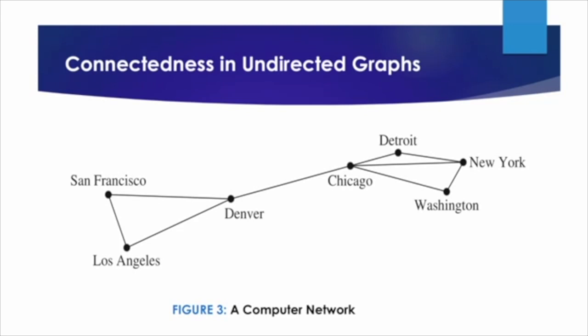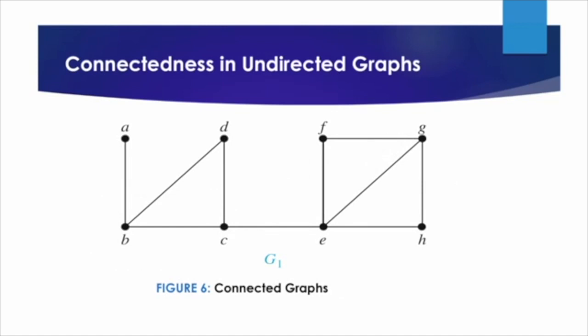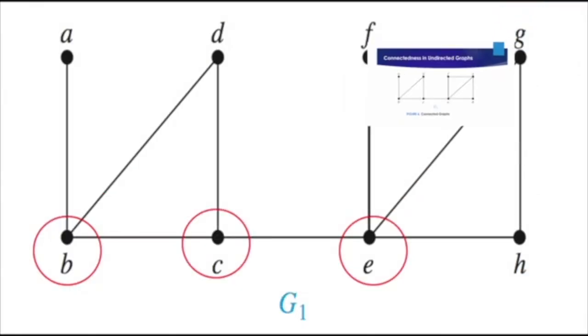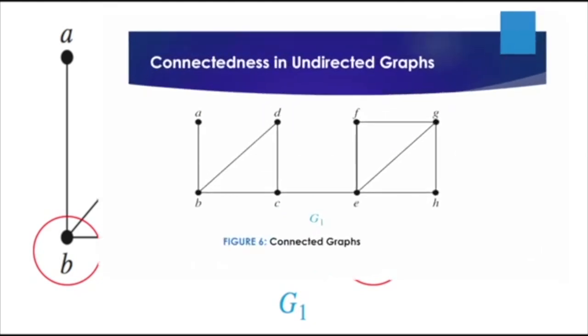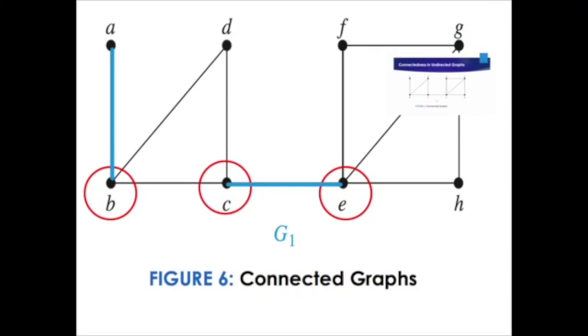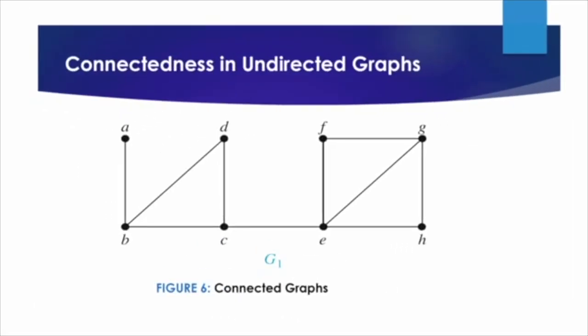To understand cut vertices and cut edges, we will discuss the following example. Find the cut vertices and cut edges in the graph G1 shown in figure 6. The cut vertices of G1 are B, C, and E. The removal of one of these vertices and its adjacent edges disconnects the graph. The cut edges are {A, B} and {C, E}, because the edge {A, B} is incident to A and B, and the edge {C, E} is incident to C and E. Removing either one of these edges disconnects G1.